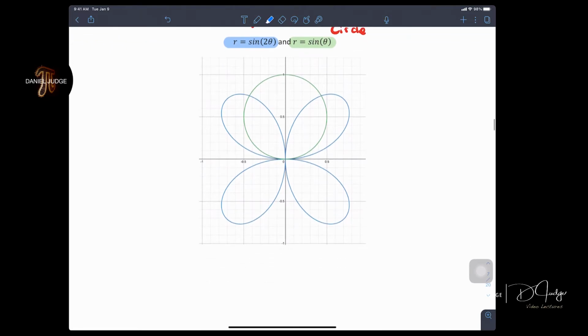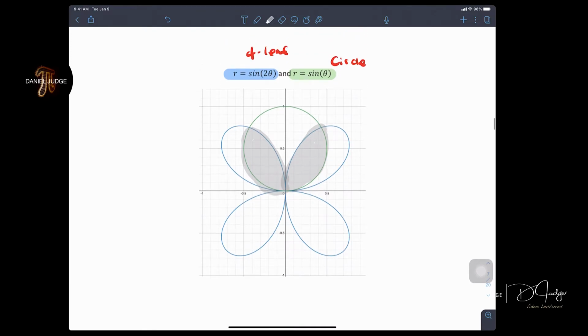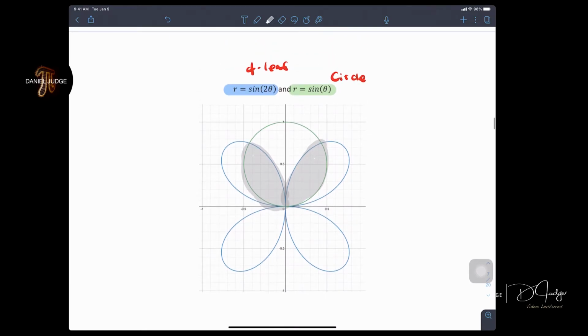Now they say area inside both curves. That's here and here. As you can see, there is still some degree of symmetry here. So there is some symmetry. So I'm going to do something like this here. Yeah, we're going to find this area here.